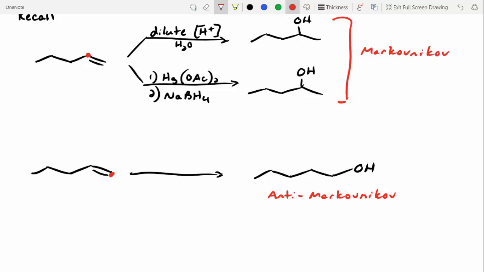But there are some situations where we might need to get the anti-Markovnikov product. You said you had to use peroxide. That was with HBr, right? So when we were doing hydrohalogenation, we could do it just simply by adding in some peroxide impurities, but this time we're trying to get an alcohol installed, not a halogen. So we've got to be a little bit creative here. So let's write this down.